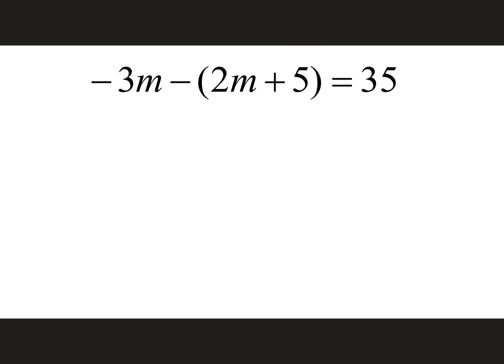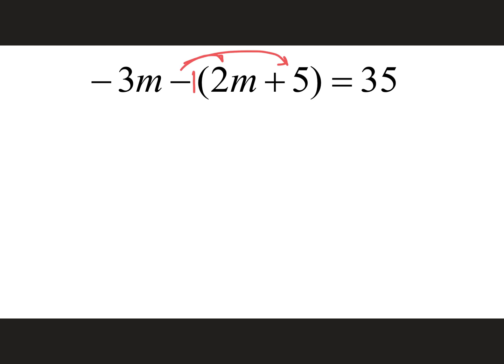All right, do this one on your own. Pause the video, do it on your own, then come back and see how you did. Okay. So one of the things you got to remember here is that in front of this parentheses is a negative 1. So I have to distribute the negative 1 to both the 2m and the 5.